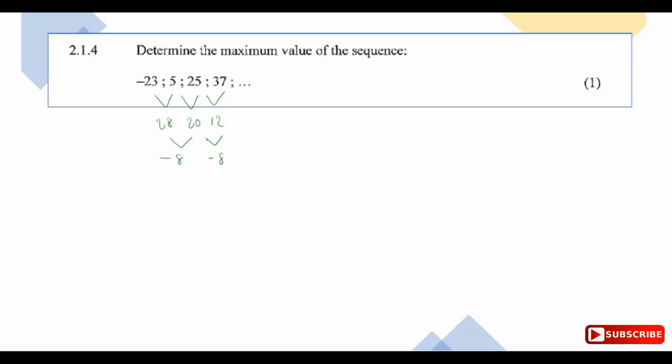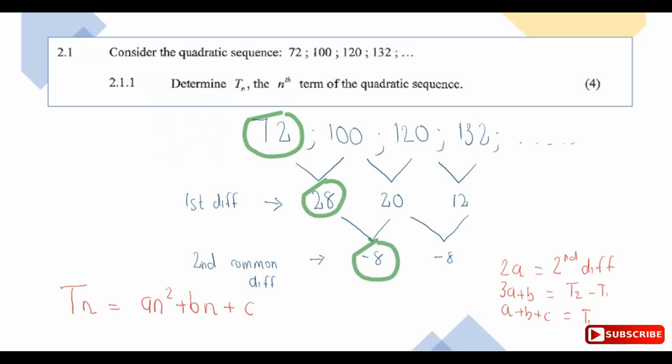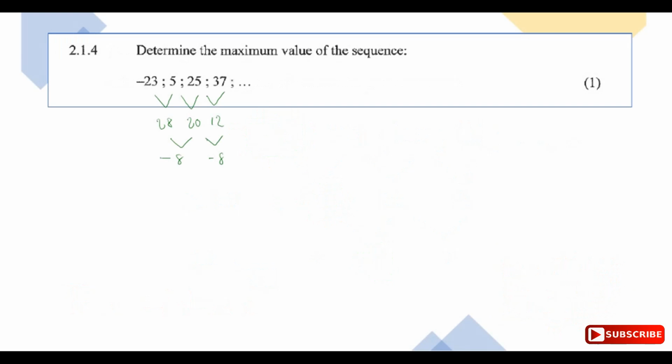Let me show you what I mean. Someone will be like, oh, but this is actually the same. And then you'll be tempted to use the same formula. Please do not be tempted, because what is going to change everything is this here. Because from here, yes, your second difference is the same. Yes, your T2 minus your T1 is the same, but your T1 is different. Here, your T1 is 72, but here, our T1 is -23.